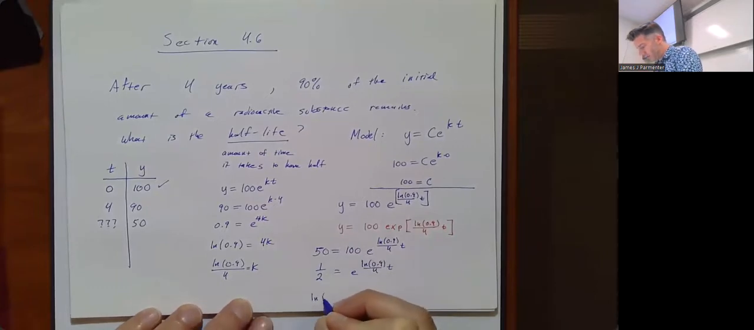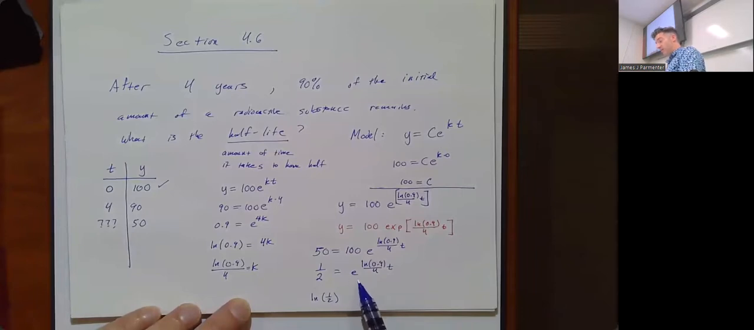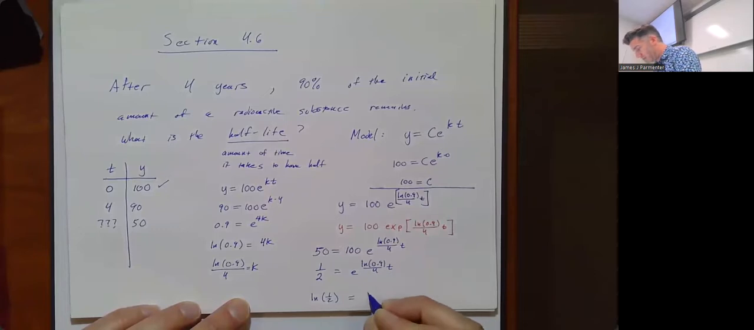The natural log of 1/2 equals, and now this is where I'm going to encourage you to remember, the natural log of e to a thing is just the thing. I don't want to write natural log of e to the natural log of 0.9 over 4 times t. I just am going to know that the natural log of e to the stuff is just the stuff. Natural log of 0.9 over 4 times t.